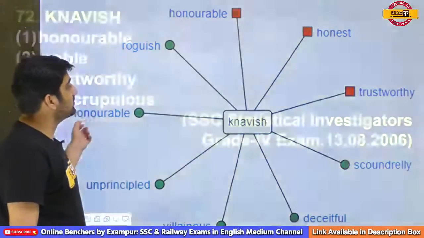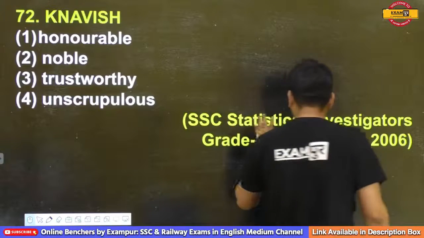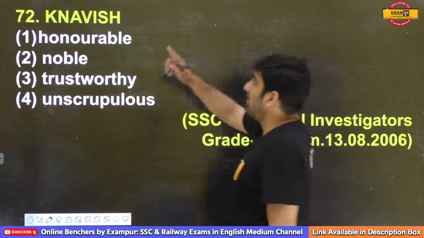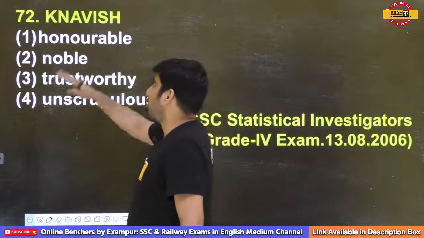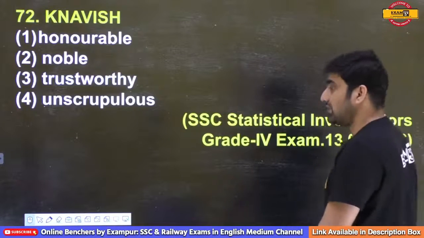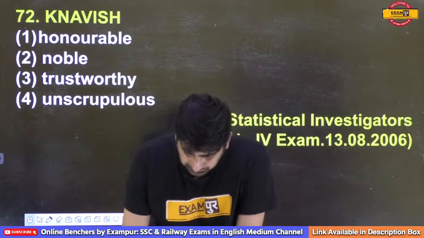Coming on to the next question, which is from the SSC Statistical Investigator Grade 4 exam in 2006. KNAVISH was asked with these four options: honourable, noble, trustworthy, unscrupulous. Can you answer which according to you is the correct answer?